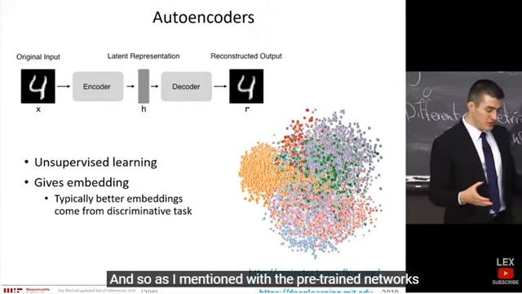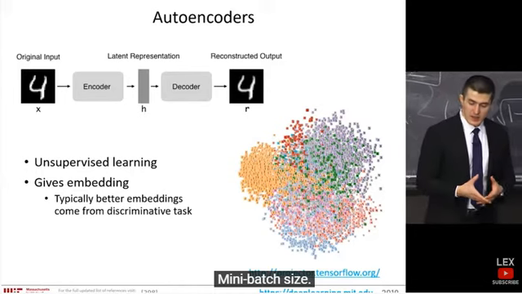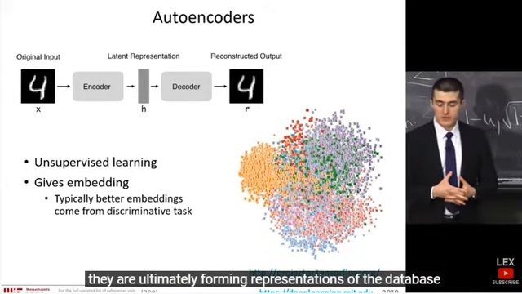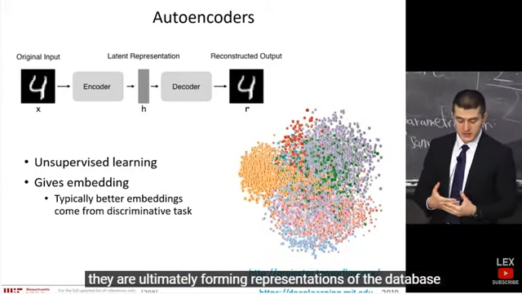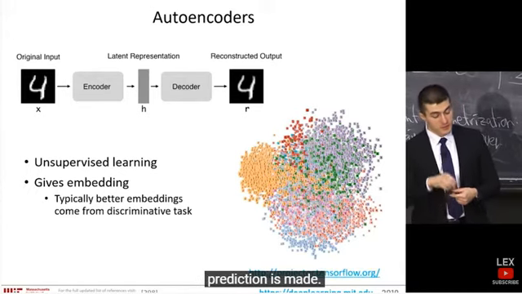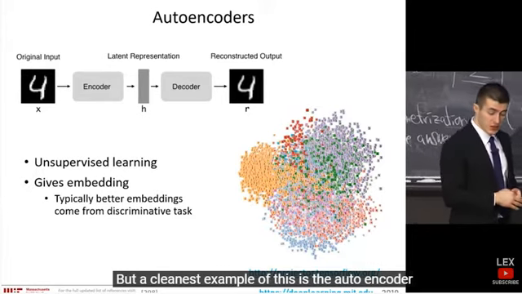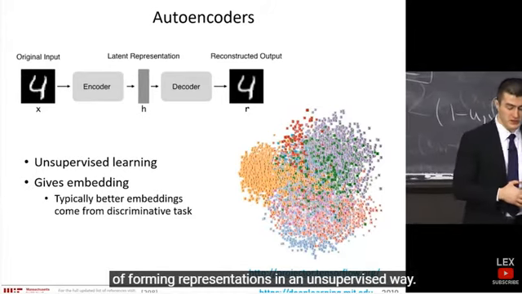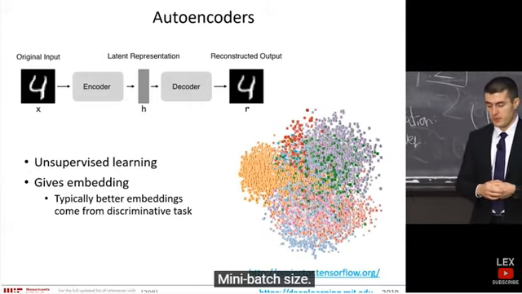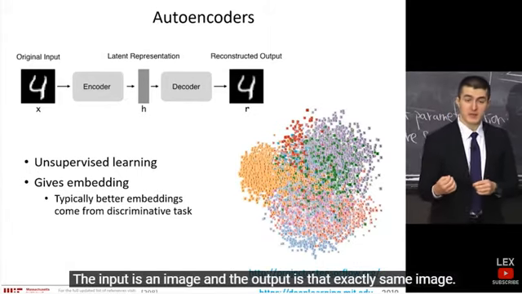And so as I mentioned with the pre-trained networks, they are ultimately forming representations of the data based on which the classification, regression, or prediction is made. But the cleanest example of this is the autoencoder, forming representations in an unsupervised way. The input is an image and the output is that exact same image.